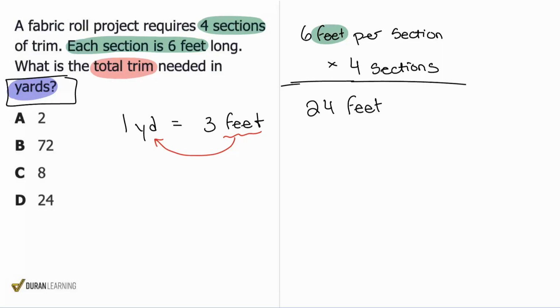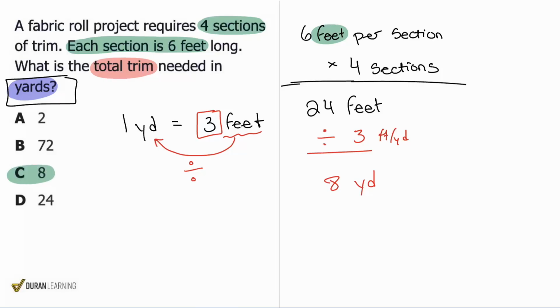So what do we do, everybody? What is it again? Multiplication or division? If we're starting from the smaller unit and we're going to the bigger unit, yeah, we're dividing. And we're dividing by that conversion rate. So with that, boom, we'll divide by the 3 feet per yard conversion, and that's going to give us 8 yards. And so the correct answer here, everybody, is answer choice C.